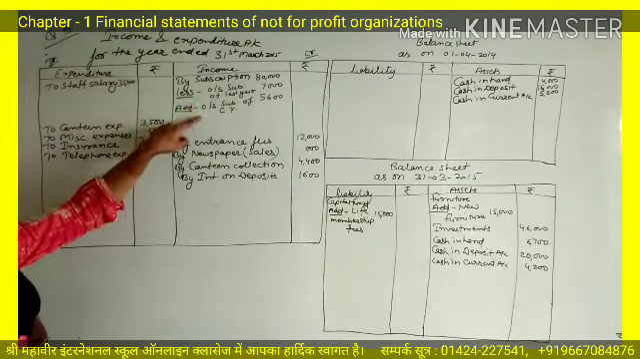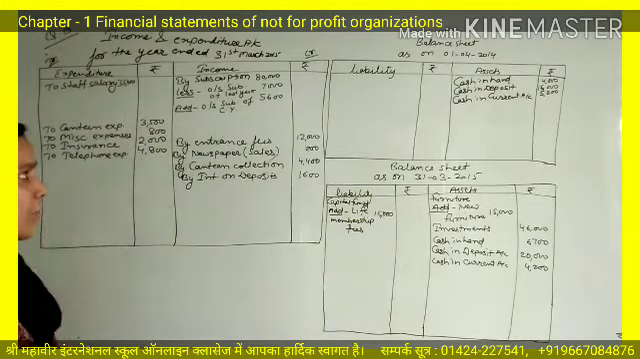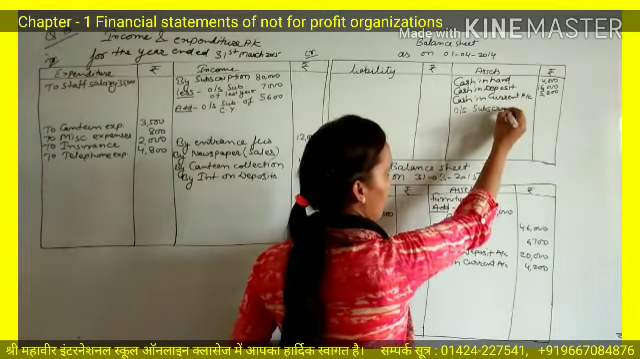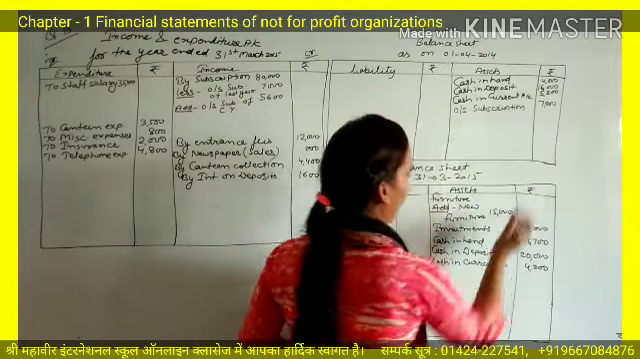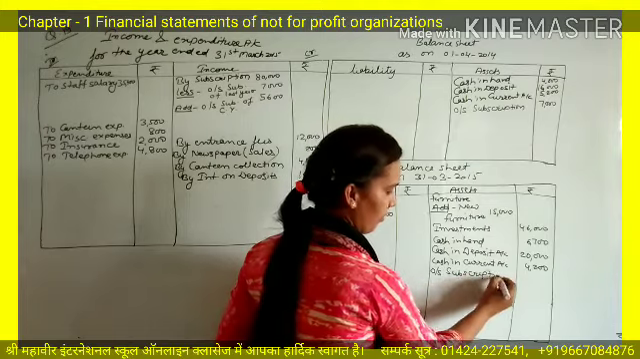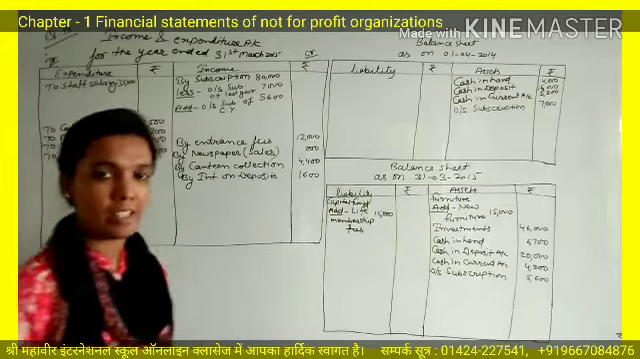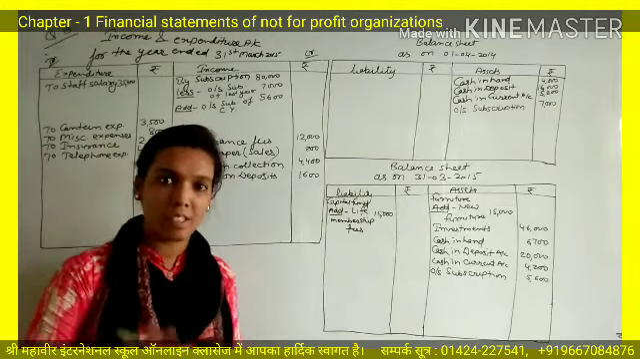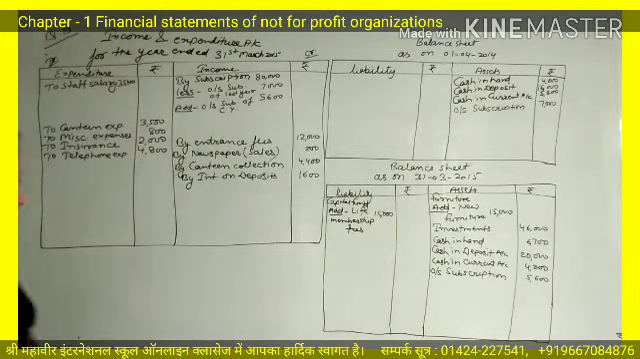The same outstandings of last year and current year will also be transferred to the balance sheets. Last year's subscription will be transferred to last year's balance sheet: outstanding subscription, that is 7,000. And in this balance sheet, outstanding subscription, that is 5,600. As you know, these are assets for you because the subscription is income for an NPO, and outstanding means we still did not receive it but we will receive it in future. That's why we are writing these on the asset side.